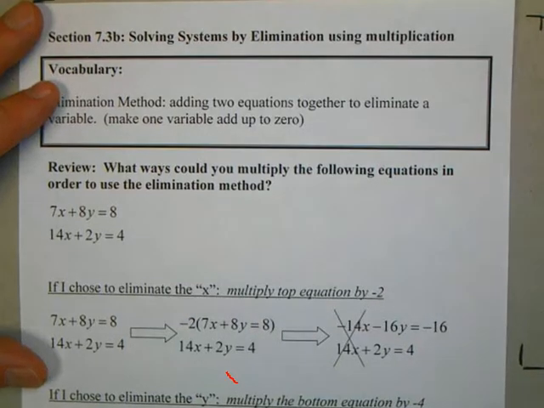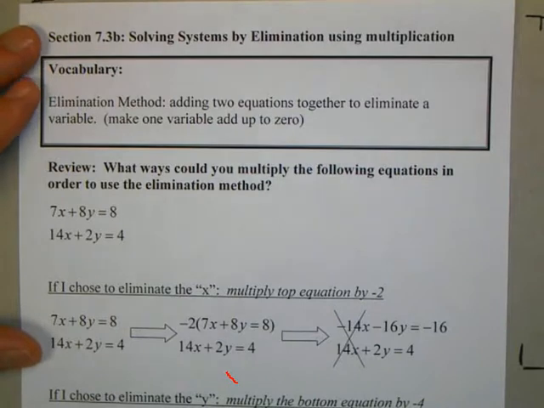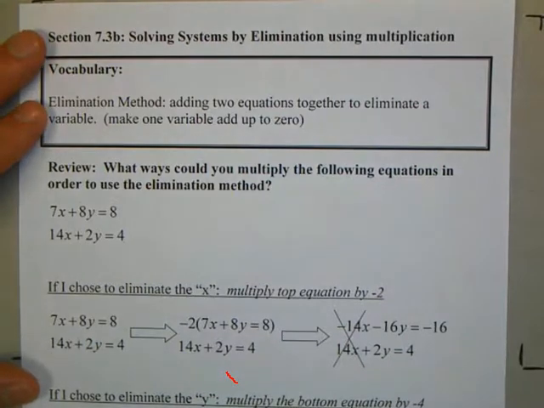This is section 7.3b, our second day of solving systems by elimination using multiplication. Obviously, sometimes we're going to have to eliminate a variable by multiplying both equations by a number to eliminate something. We didn't do that a whole lot in the homework last night, but it may have to happen in some cases.